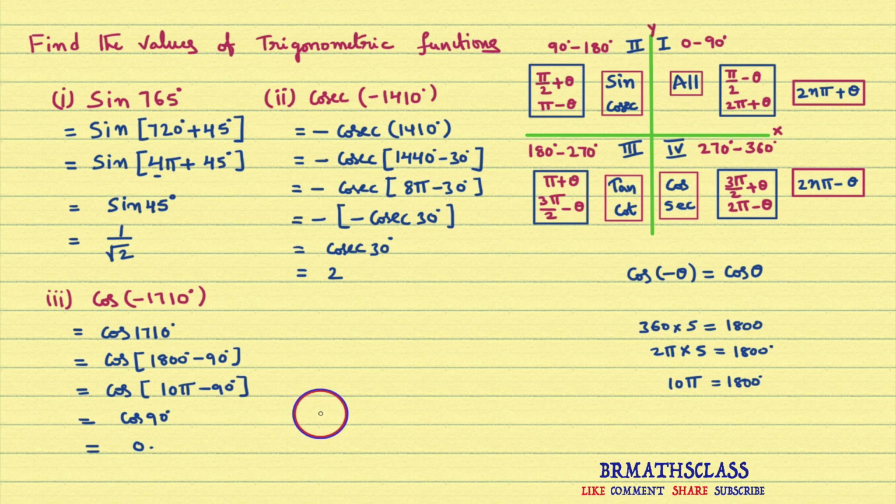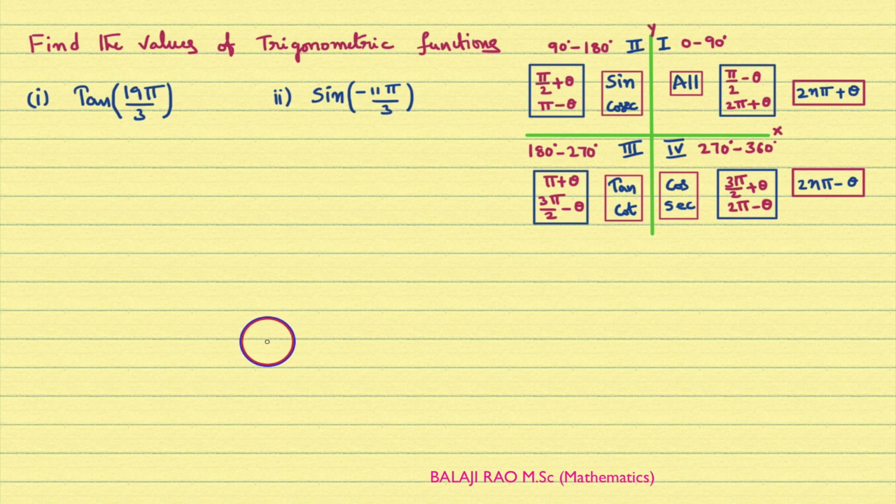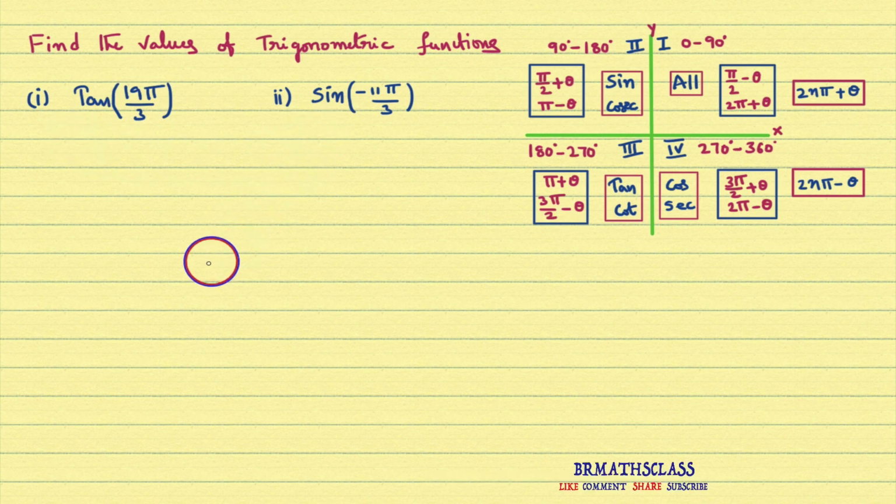In this way, we can find the values of these trigonometric functions very easily. In this class, we will learn how to find the values of these trigonometric functions. Actually, I am going to tell you a trick. With that trick, you can easily get the answers for these problems. Okay, first we will find the value of tan 19 pi by 3. So, first you write this tan 19 pi by 3 like this.